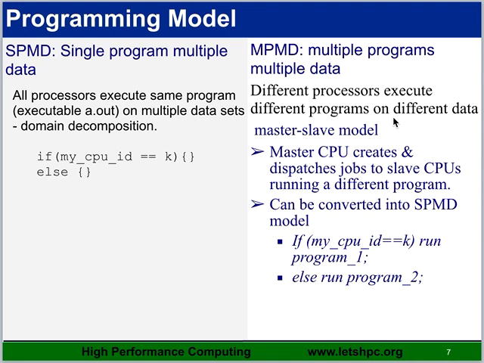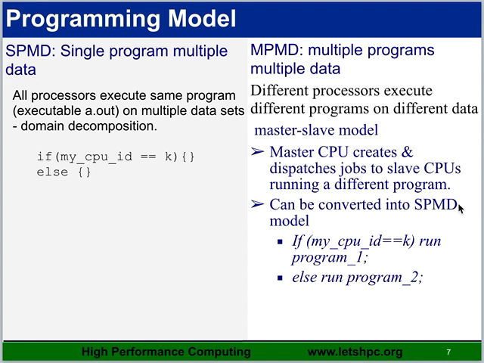This can also be looked at in the form of a master-slave model. The master CPU basically creates and dispatches jobs to slave CPUs running a different program. So suppose the process ID is 1, then you have a different a.out, and you can have a different a.out for a different CPU.